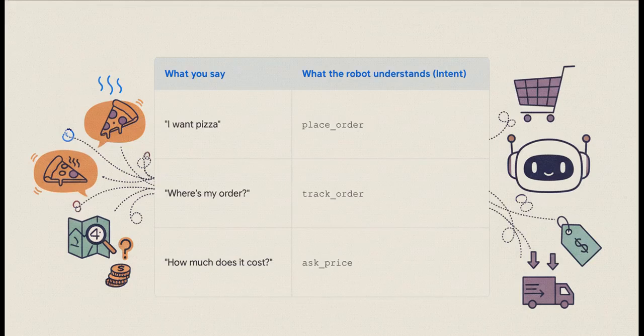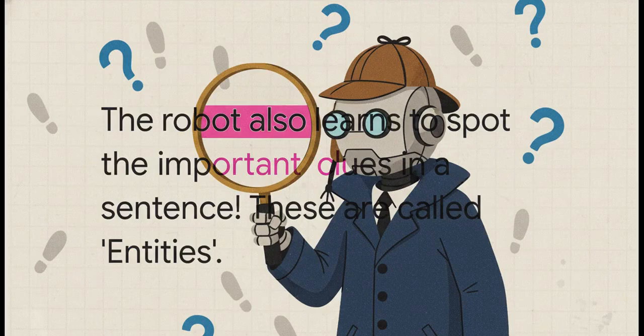And this is exactly how our robot gets smart. Look at this. If you say, "I want pizza," the robot understands your intent is to place order. See that? Or if you say, "Where's my order?" it knows your intent is to track order. So it's not just looking at the words, it's figuring out the goal. It's learning what you actually want to do. So our robot knows what we want to do. That's step one. But what about all the important little details?